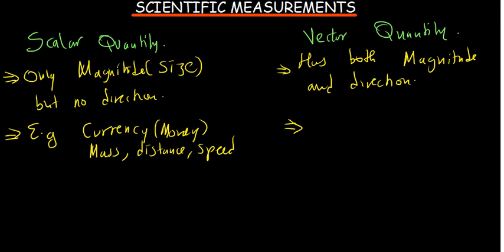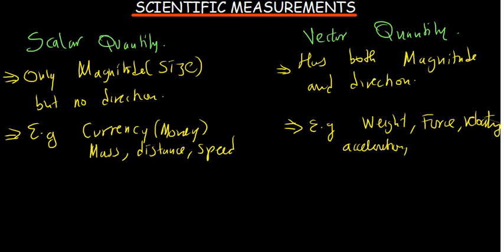For vector quantities, examples we can give are weight. It is a vector because weight goes down, so you see there is a direction. You have force. For example, if you are pushing something forward, it has a direction. You have velocity, acceleration, and pressure. All these things are vectors. Is that okay? Yes, it's okay.